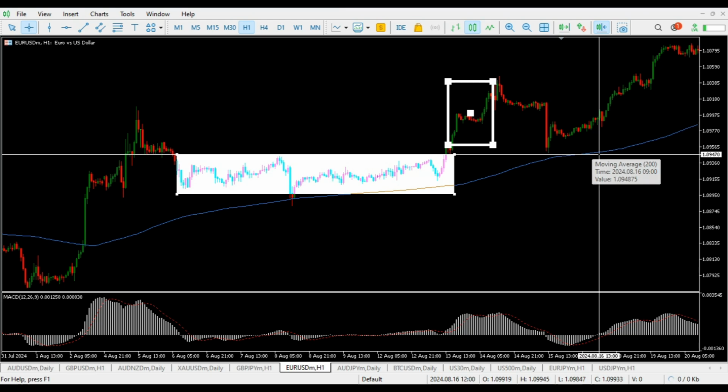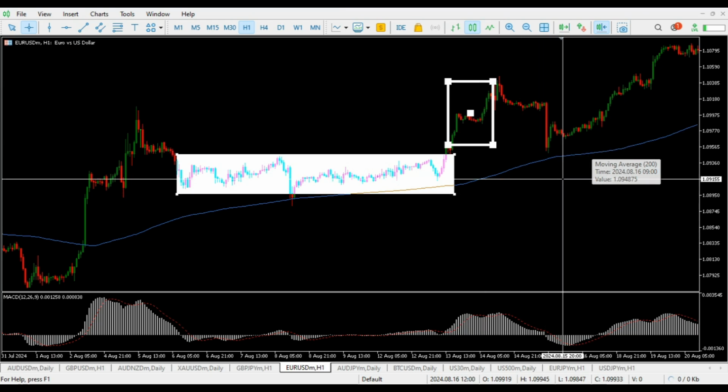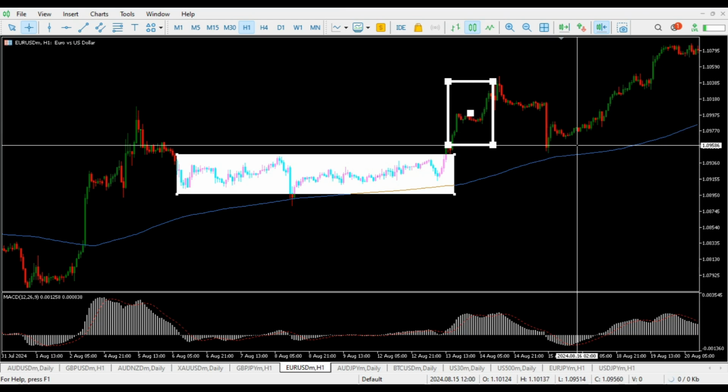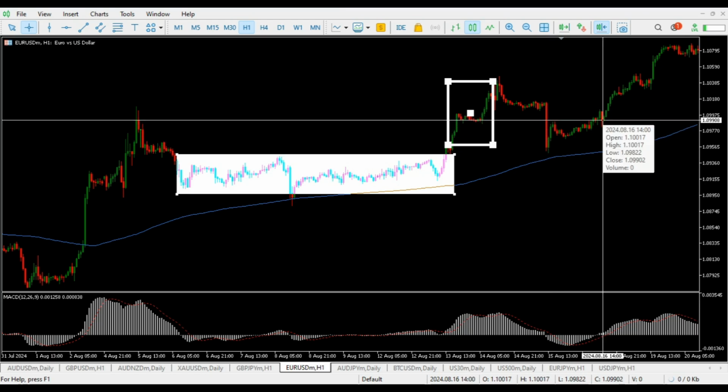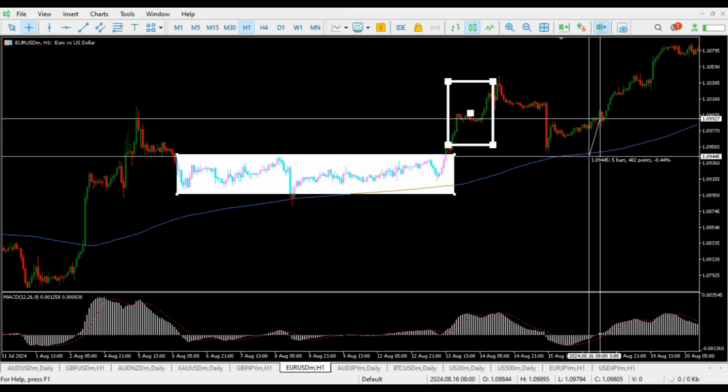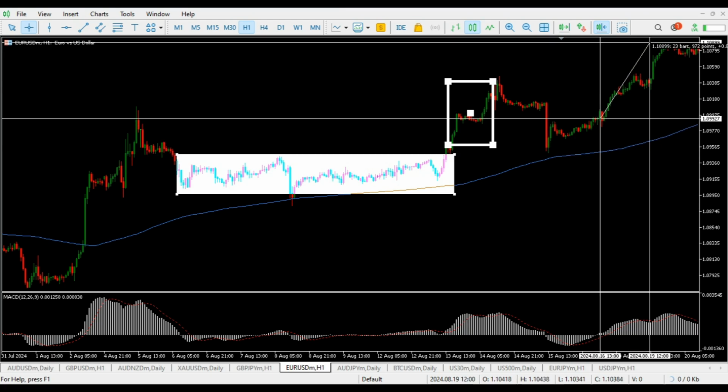So all those confluences added up together create a clear setup, a clear system, a clear buy signal to go long in EURUSD. Entry here, stop loss below the pullback, target 1 to 2, decently hit. Let's continue to another.